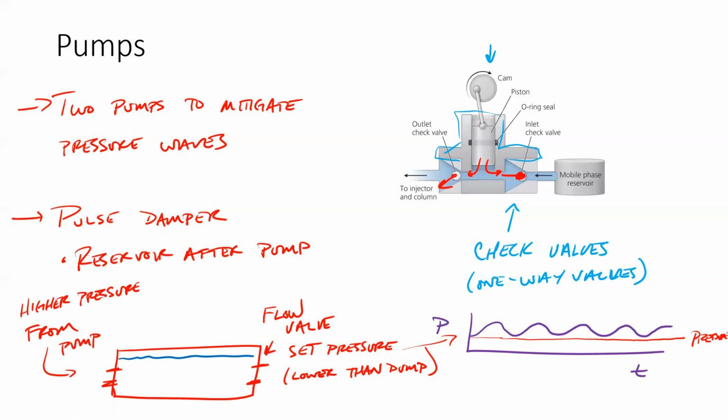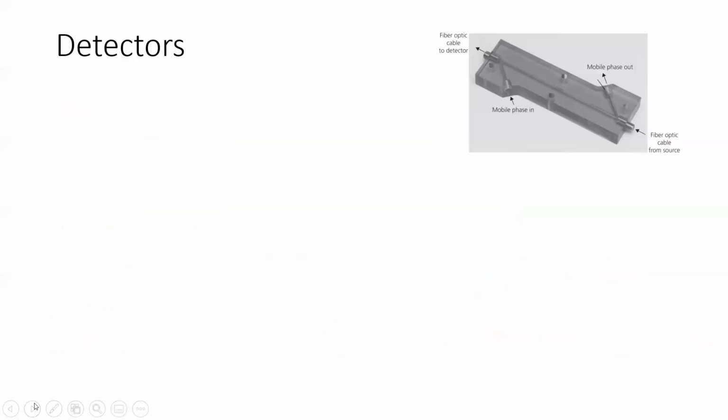All right. So then it goes through the column. We already discussed the different types of stationary phases. So, detectors. By far the most common detector is just a UV-vis. And in hindsight, I should have made this diagram a little bit bigger, but here it is.